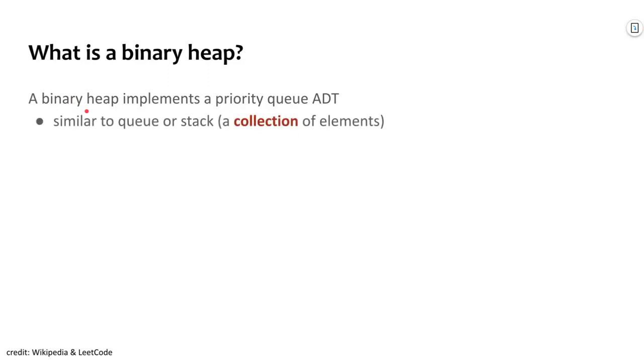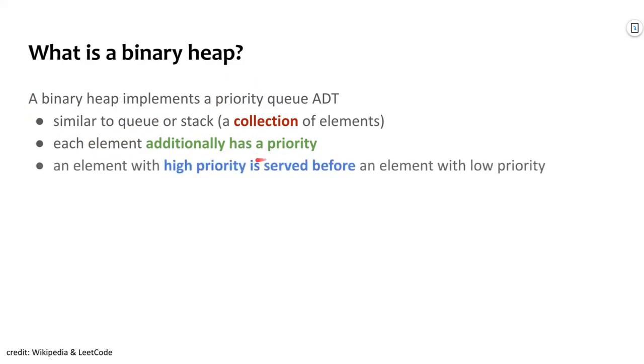And we need to talk about what a priority queue or a binary heap is. They are similar to a queue or stack, meaning they are just a collection of elements. However, as the name suggests, each element additionally has a priority. And an element with high priority is served before an element with low priority.